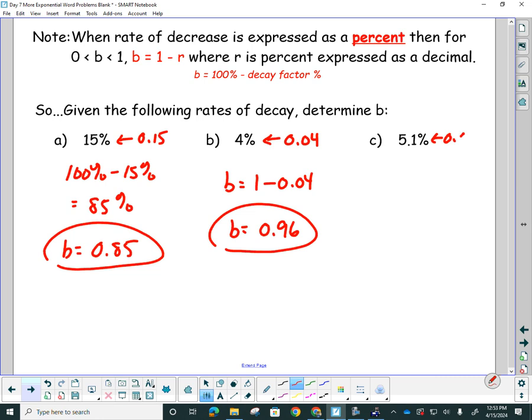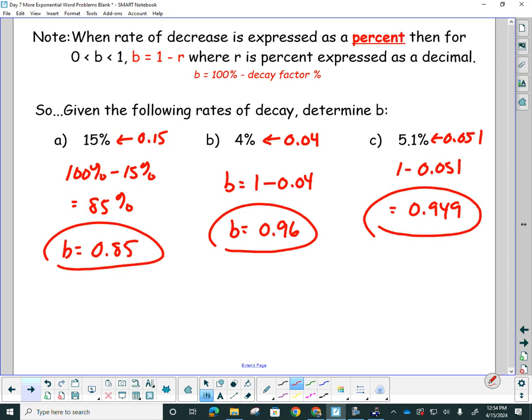5.1%, 0.051. We're going to do 1 minus that. And that one might need your calculator, but it ends up being 0.949. Just confirming that on my calculator. Did that in my head. I'm pretty confident of it. Yeah, 0.949. I was just sort of taking away 5% in my head and then 0.1% more to get the base as that. Okay.